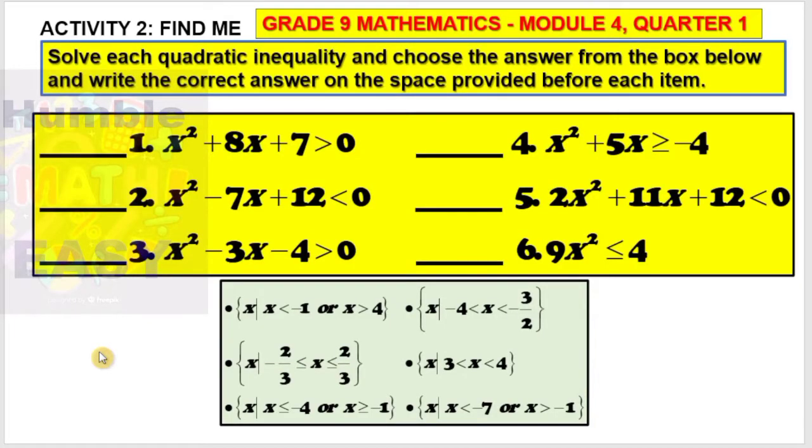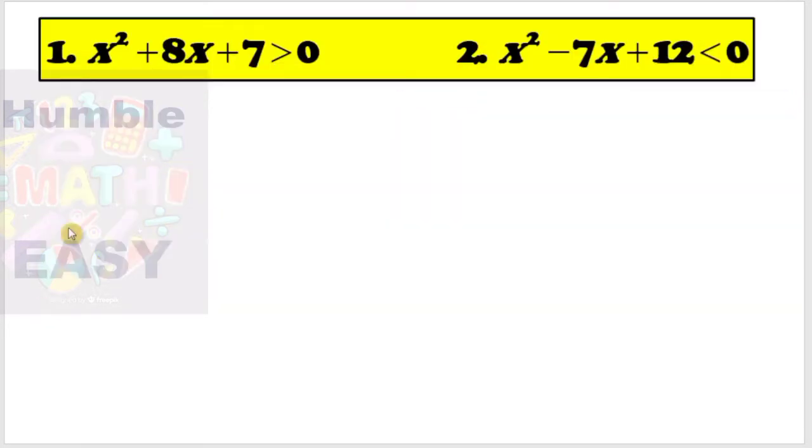Okay, in Activity 2 we have a certain instruction that we have to do, and that is: solve each quadratic inequality and choose the answer from the box below, and write the correct answer in the space provided before each item. So here it goes, the process.